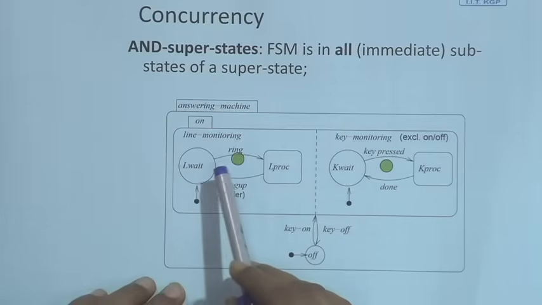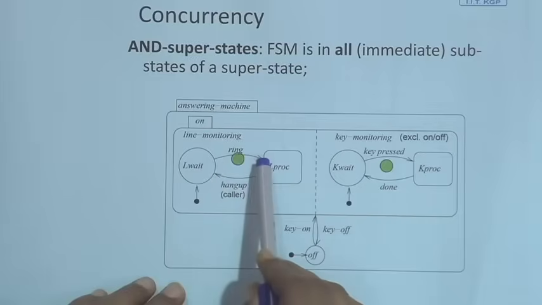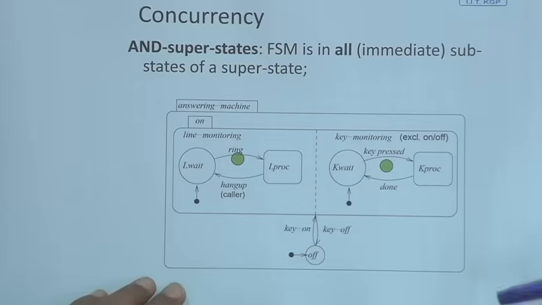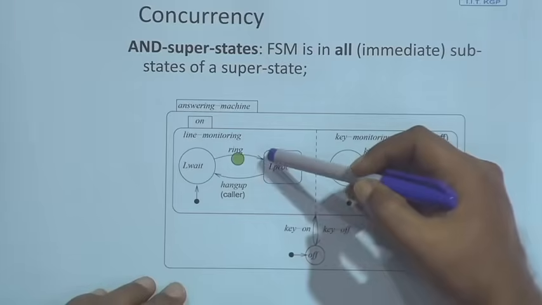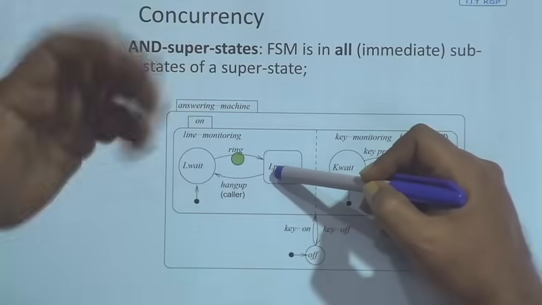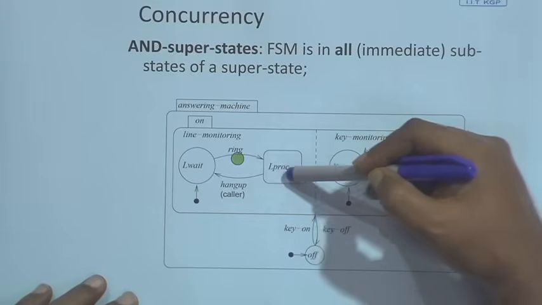Line monitoring waits till the event ringing of the phone occurs. Ringing is occurring, then you process the line. What you do, I am not specifying at this point of time. I can specify at a lower level of hierarchy, where I can say connect to the phone, raise the receiver, talk, etc. That was shown there. But all those details I am hiding. That's why the abstraction is so beautifully captured in state charts.